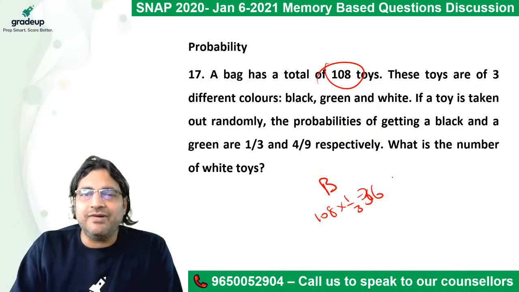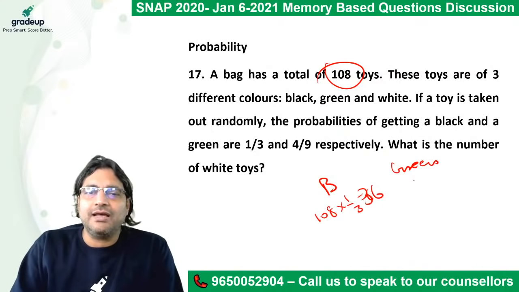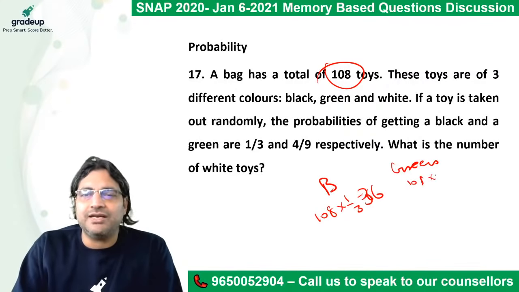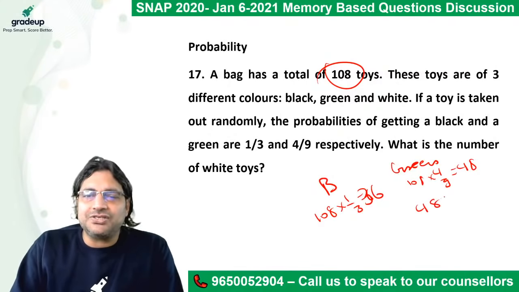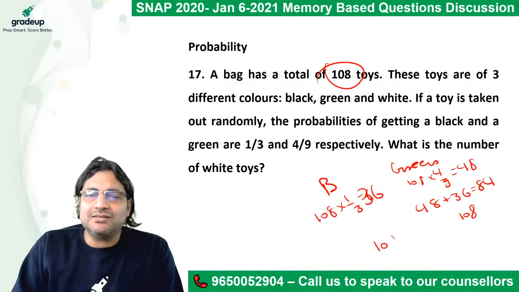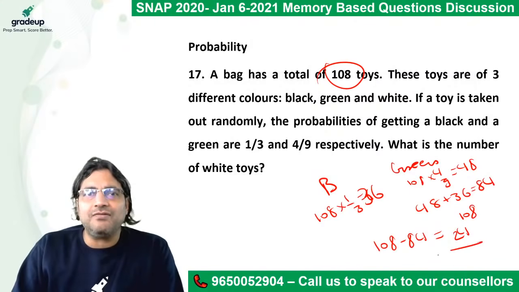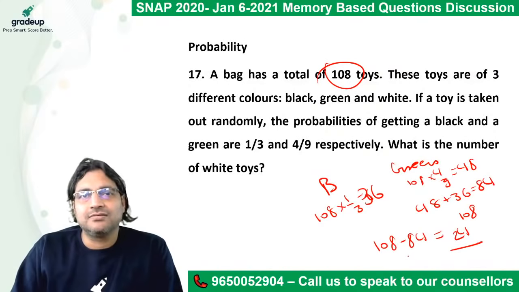Okay, similarly when it comes to the green one, the probability of getting one green is 4 by 9, so that number must be 108 into 4 by 9, which is 48. 48 plus 36 is 84. Okay, total is 108. Okay, so 108 minus 84, how much is that? 16 and 8, 24. So total number of white toys should be 24.